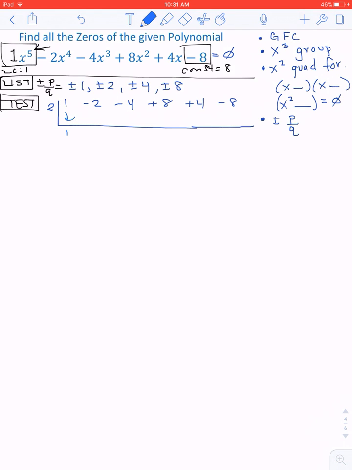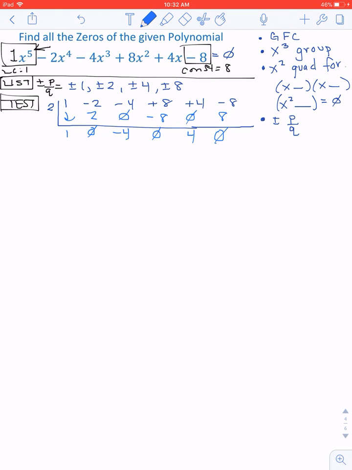All right, bring that down. Multiply 2 times 1 is 2. Negative 2 plus 2 is 0. 2 times 0 is 0. Combine those to get negative 4. 2 times negative 4, negative 8. That gives me a 0. 2 times 0 is 0. That gives me a 4. 2 times 4 is 8.